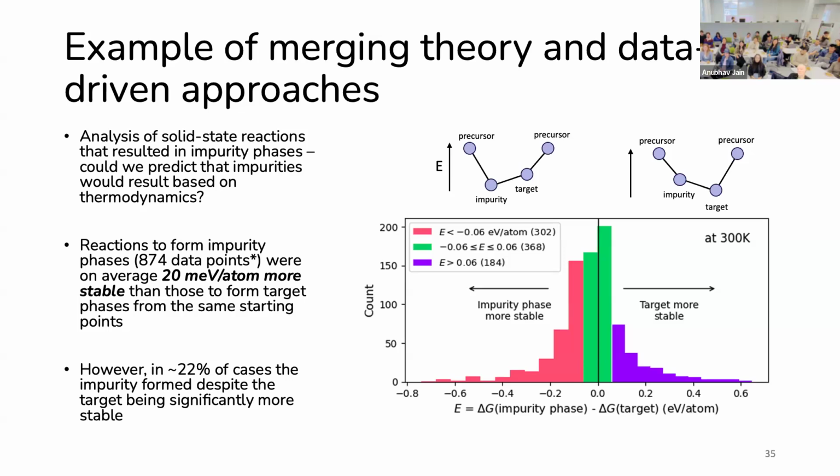These are all recipes where impurities did form. So we expect this situation to happen a lot more than this situation in the literature, and we found that a little bit. We found that on average, because these are all formed impurities, things were about 20 meV per atom more on this side, and there are certainly more data points on this side than on this side. But there are a lot of cases where the target is significantly more thermodynamically stable than the impurity, but we still see the impurities forming.